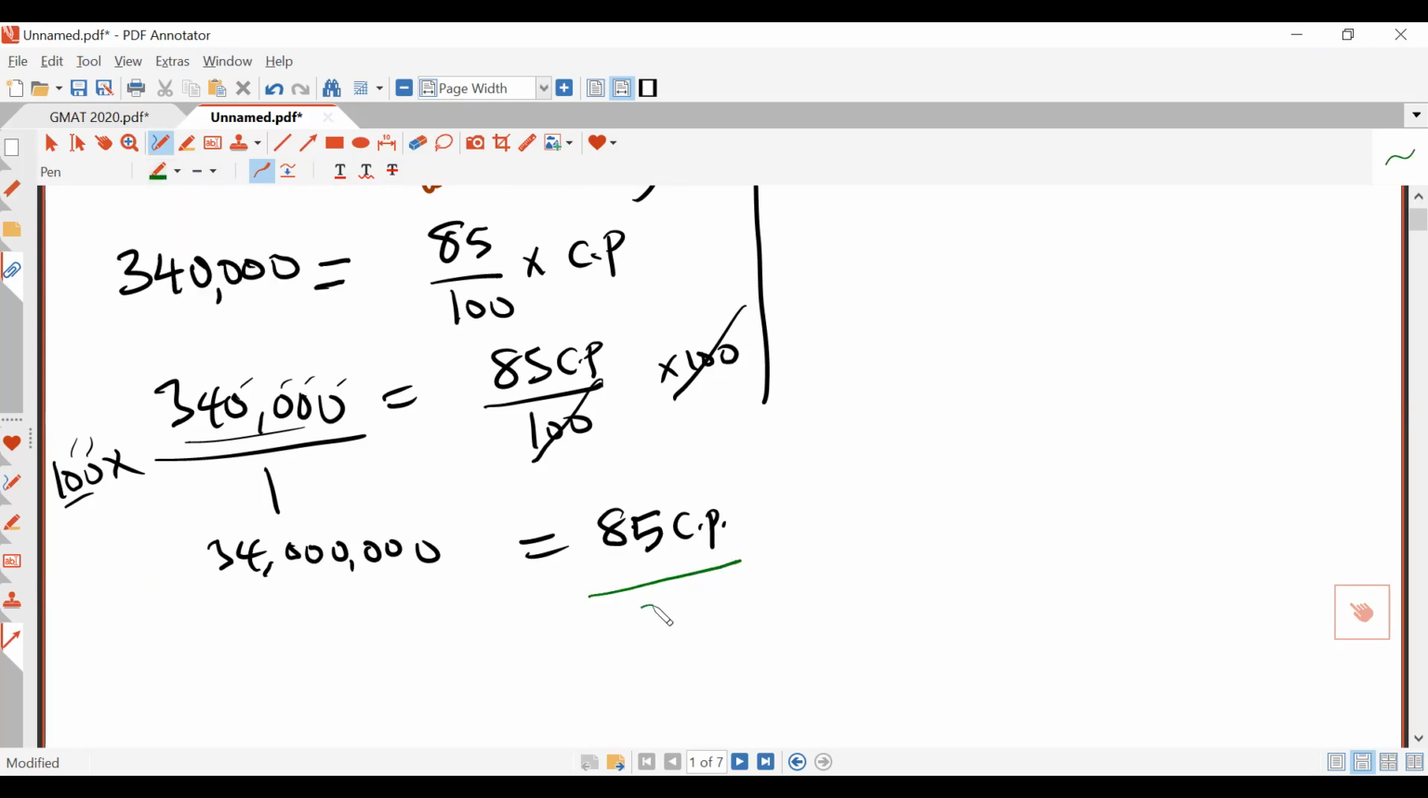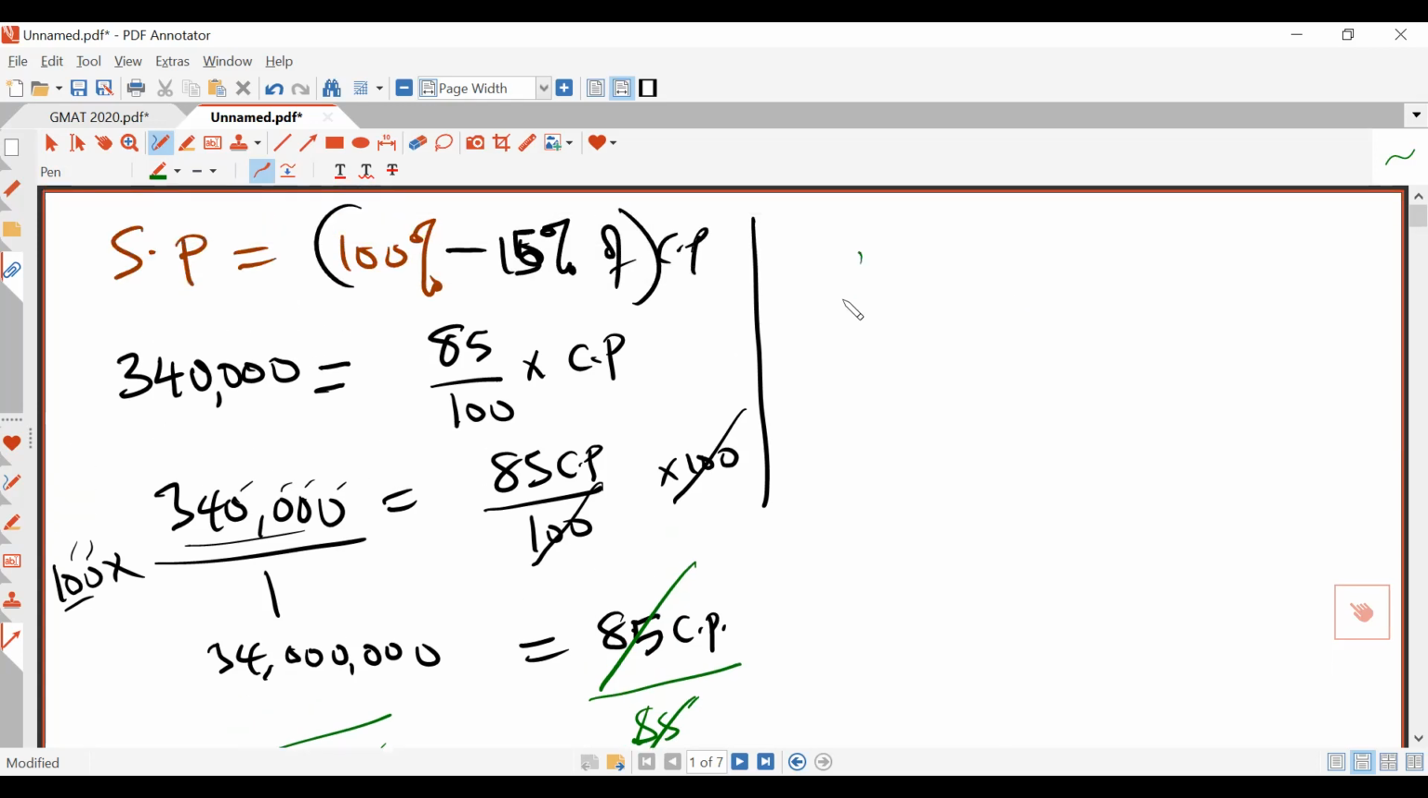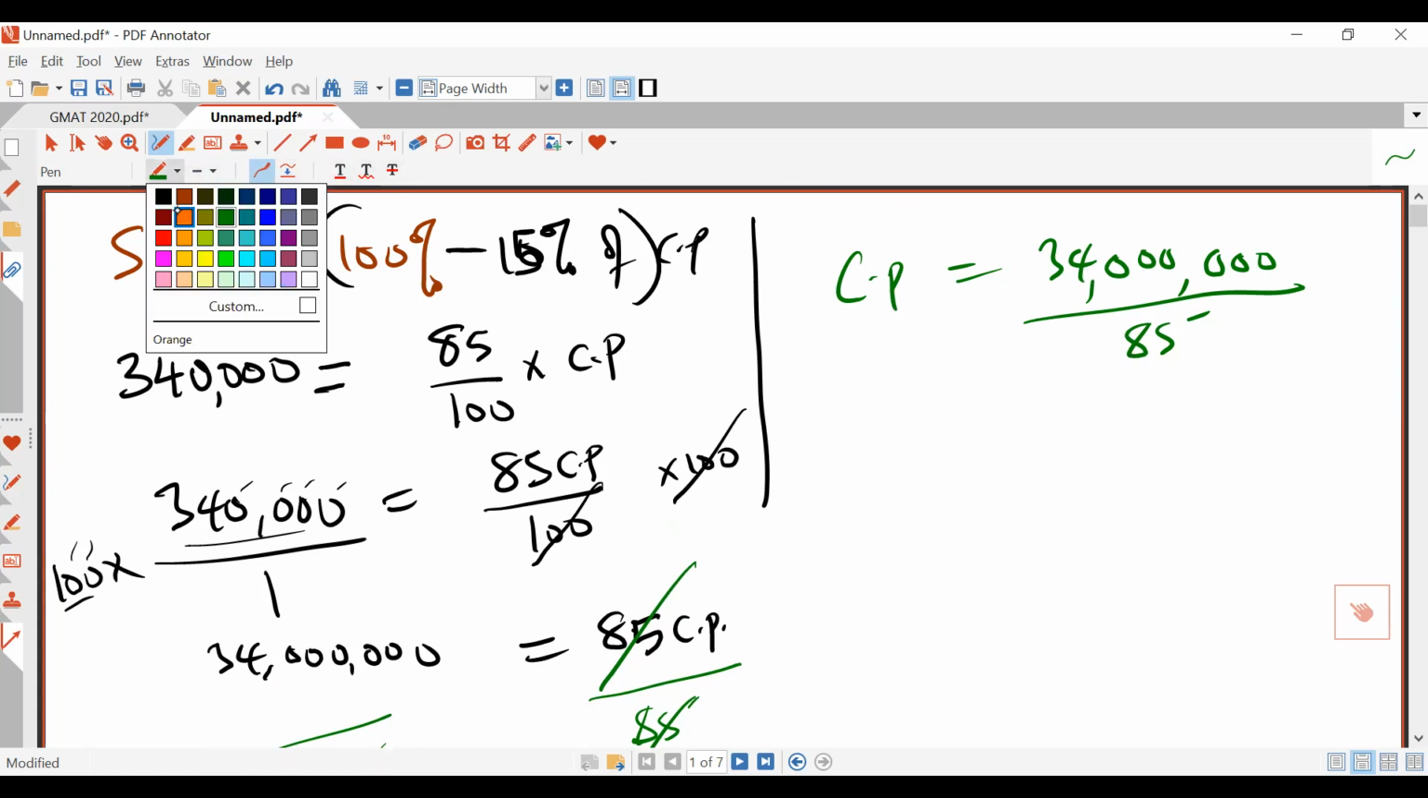We shall divide by 85, divide by 85. So we shall have that our CP is equal to 34 million divided by 85. Divide by 85. And we can reduce this figure here. Someone is saying that by 5, what do we get?